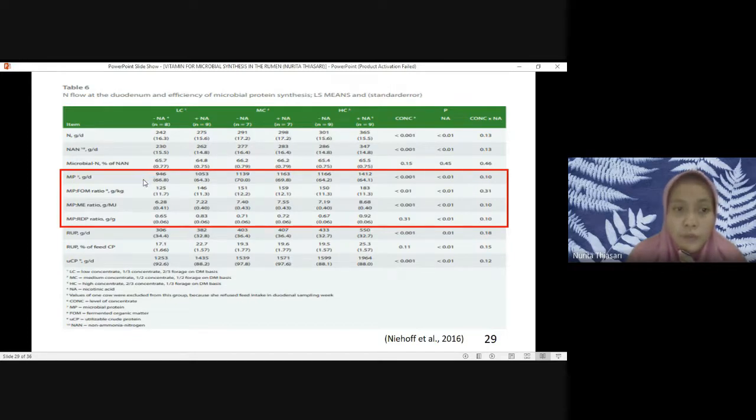for almost all of the results, the microbial protein increased with the increasing concentrate in the diet. And if we compare the addition of the nicotinic acid, we can see that the addition of nicotinic acid will increase the microbial protein synthesis.